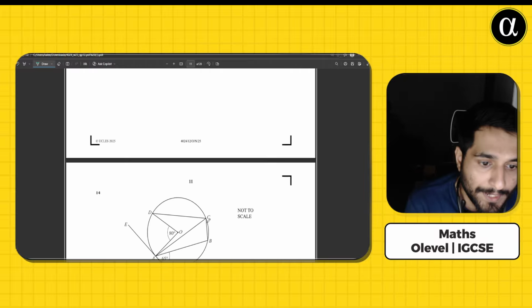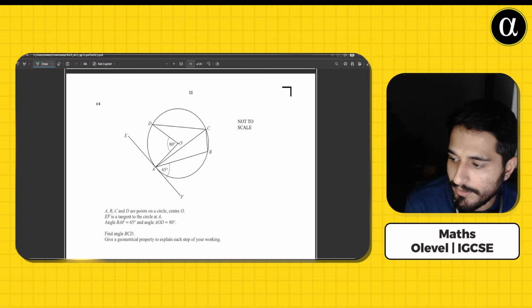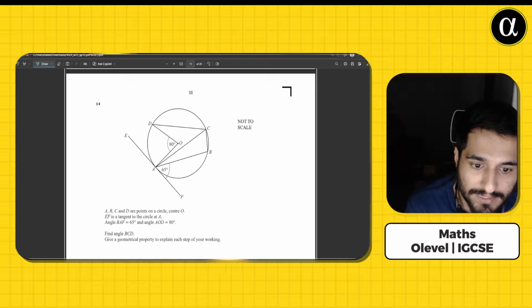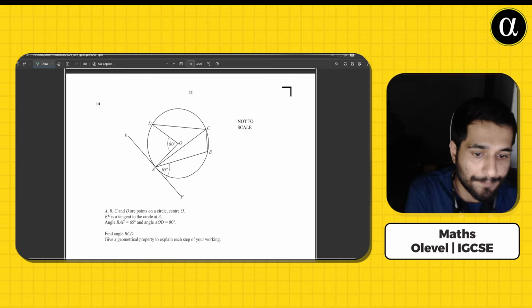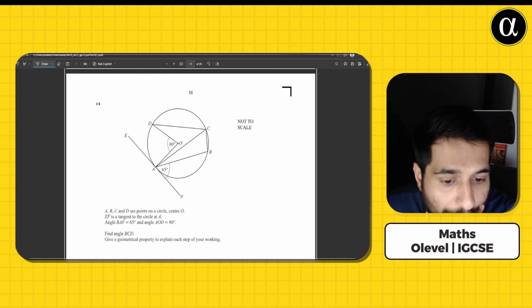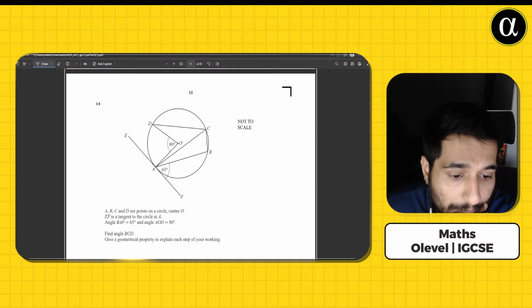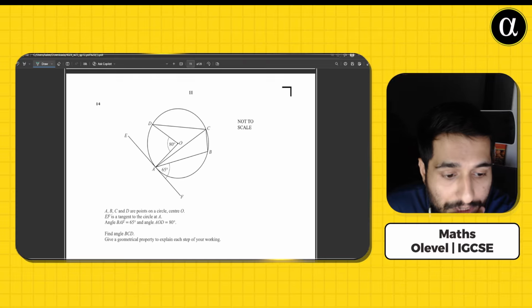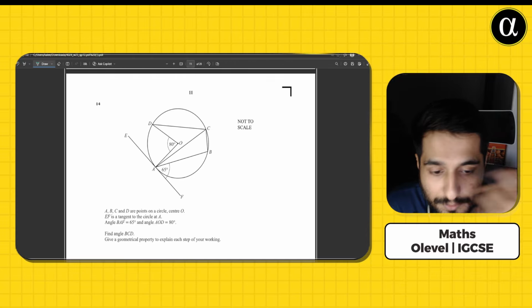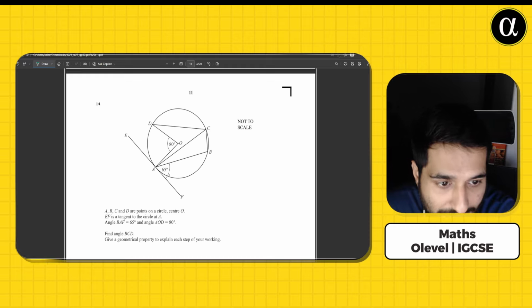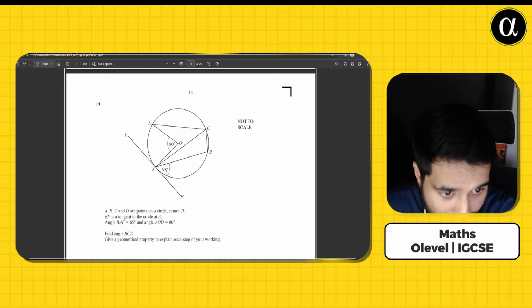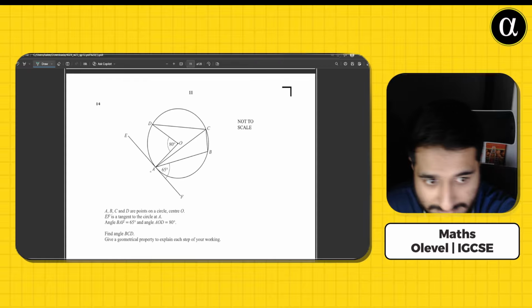All right, moving on. Question number 14. Question number 14 says that A, B, C, D are points on a circle with center O, and we are supposed to find the angle BCD, and we need to give a geometrical property to explain each of the steps or each of the working that we do. Now what is the additional information? It says that O is the center, and then EF is a tangent, and this angle is 65 and the other angle is 80.